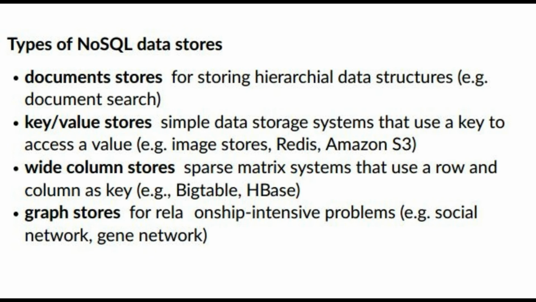You have a wide column storage possibility as well. Here you have a sparse matrix that allows you to use rows and columns as key. An example of this is Bigtable or HBase. You can have graph databases for relationship intensive problems like social networks or some gene network, and they use nodes, edges, and properties as the primary elements. It allows queries, but it has a different underlying infrastructure. An example of this is Neo4j.